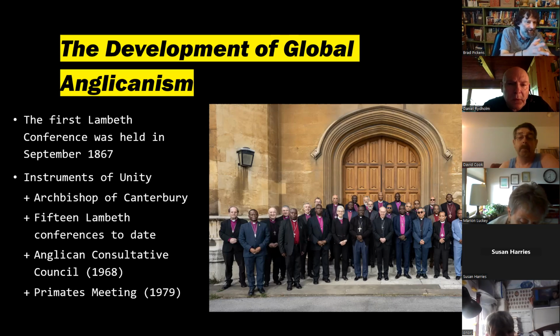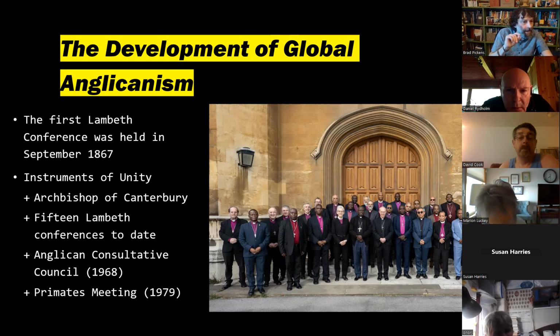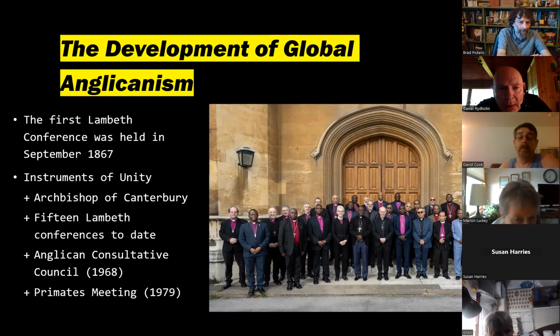If you look at this picture, you'll notice the diversity of peoples and a little teensy bit of diversity of gender. I think there's one woman here. Again, this wouldn't have been the case 160 years ago. 1867 Lambeth, everybody's white. So what we want to note here is that the way that we talk about ourselves, the way we think about ourselves is changing, is becoming more and more diverse, more and more culturally different.